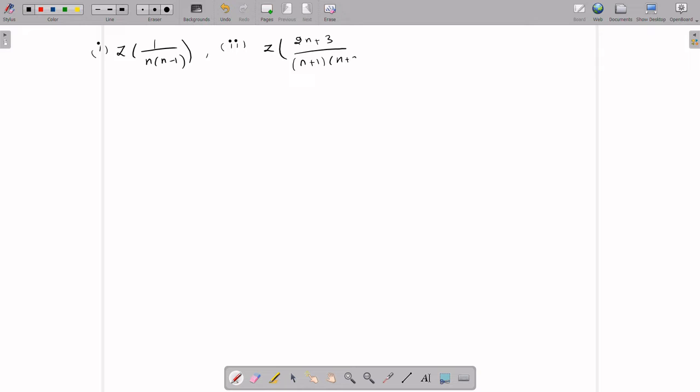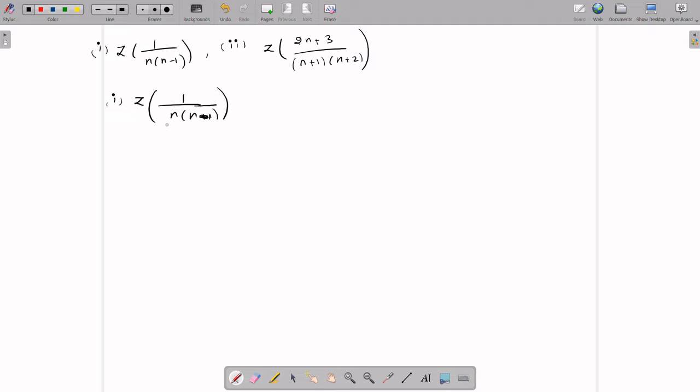This is a very important problem. The denominator is having two terms, that is a product of two terms in the denominator. You have to go for the partial fraction method and then apply the Z transform. Now we will do the first problem: Z transform of 1 by n into n minus 1.